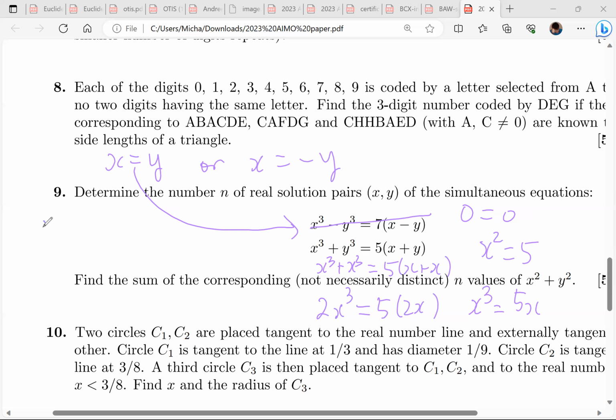So if x is 0, you get a solution 0, 0. Yeah? If it's not 0, then x squared equals 5. Yeah? And if x squared equals 5, then y squared equals 5. Right? So if x squared equals 5 and y squared equals 5, then they add up to 10. Right? But how many ways can x squared be equal to 5? Okay, it has to be plus or minus root 5.